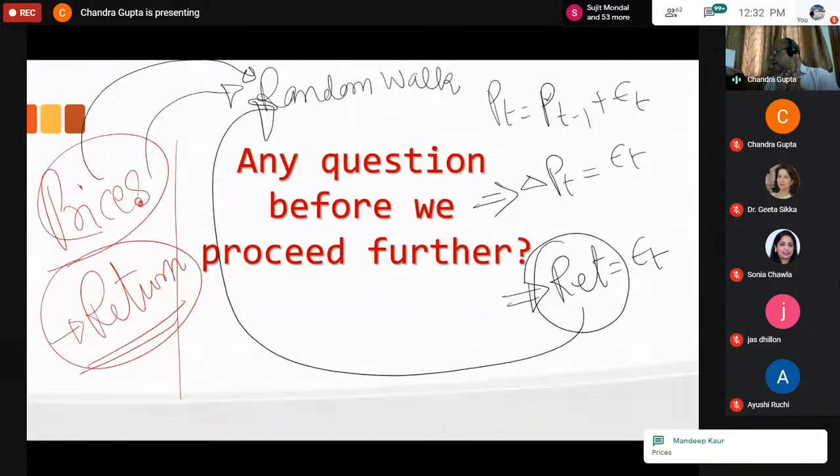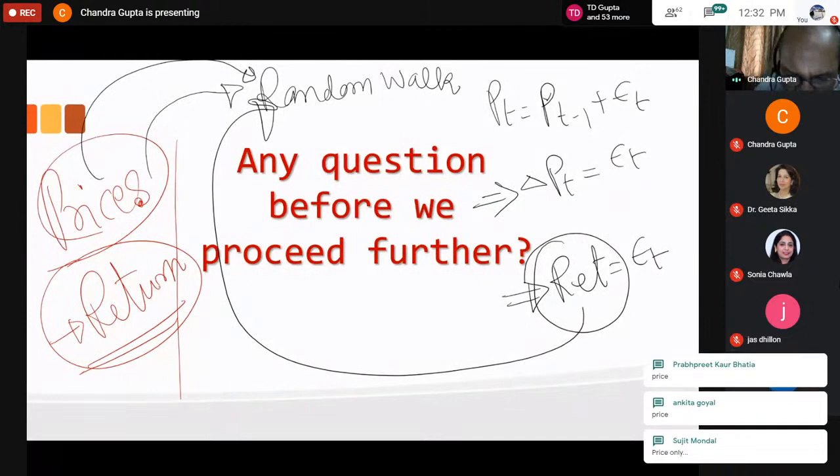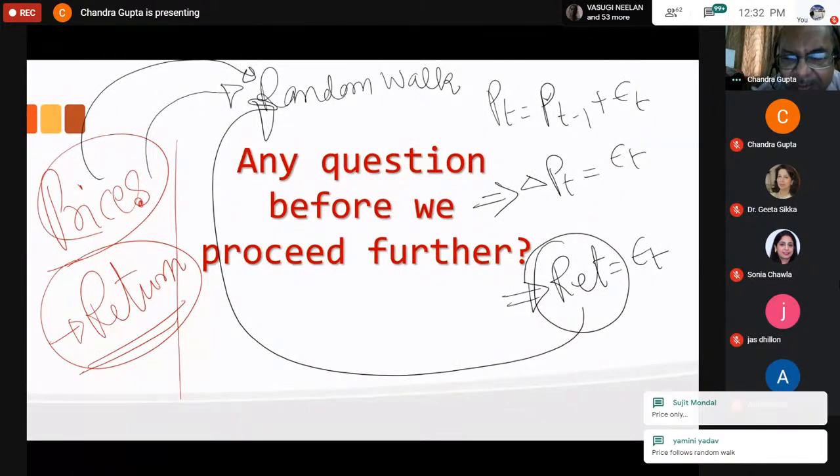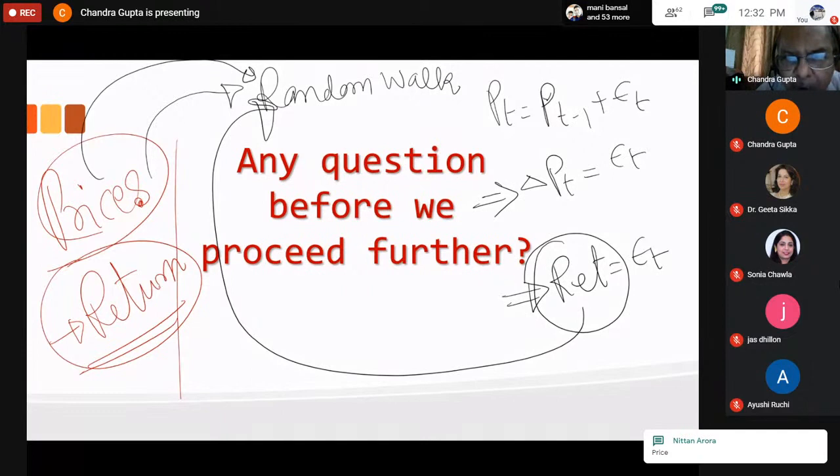Adip is saying price, Mandeep is saying prices. Yes, you are absolutely right. It is the price that follows random walk, because change in price is independent and identically distributed, random, and therefore prices are following random walk and not the return. Many times students get confused whether the prices or the returns follow random walk. It is the price that follows random walk, but we define random walk in terms of change, that is the return.